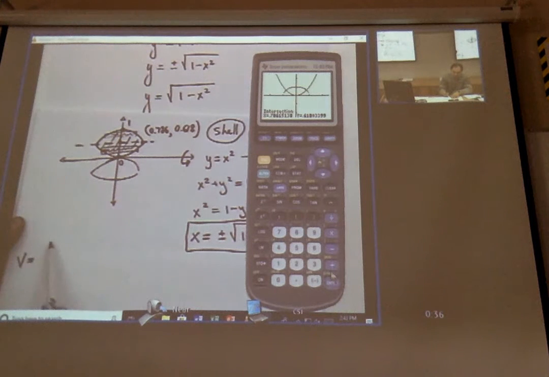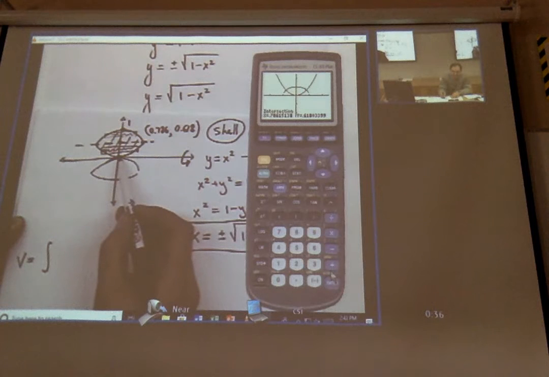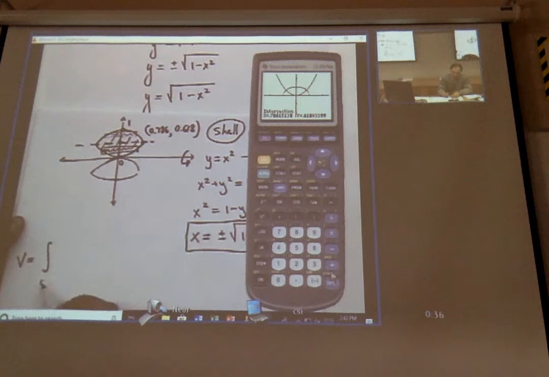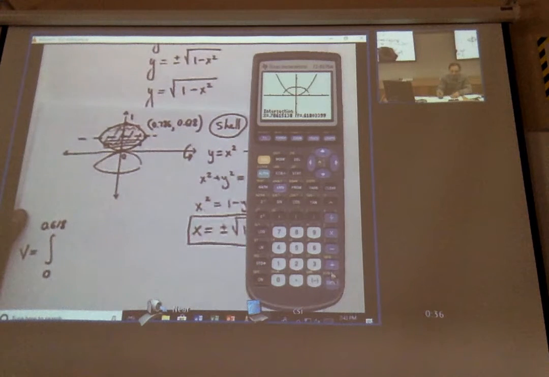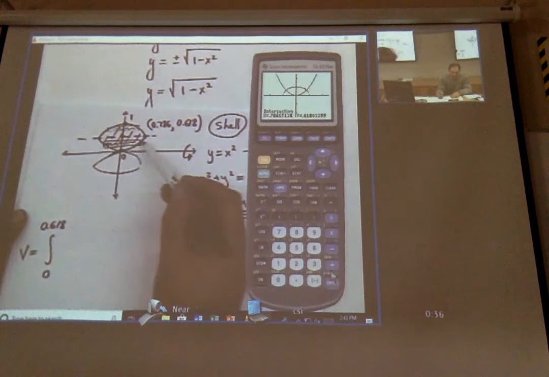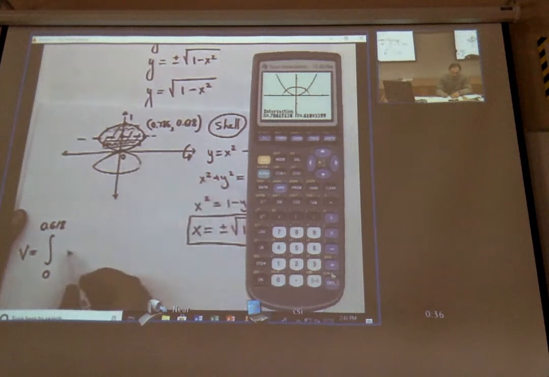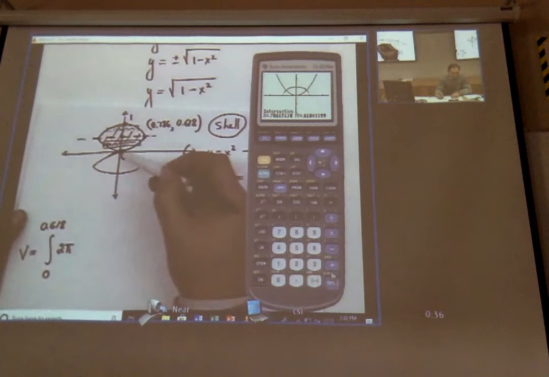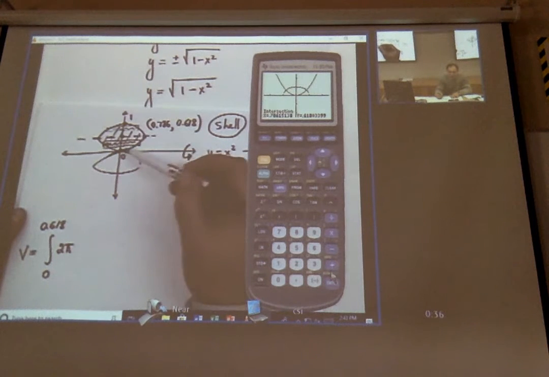So what that means, I have my volume. The first integral, let's go, well, it doesn't make a difference. Let's start from 0. 0 to 0.618. So that's the area of the bottom piece, the volume of the bottom piece. So 2 pi. The next question, what will be the distance?